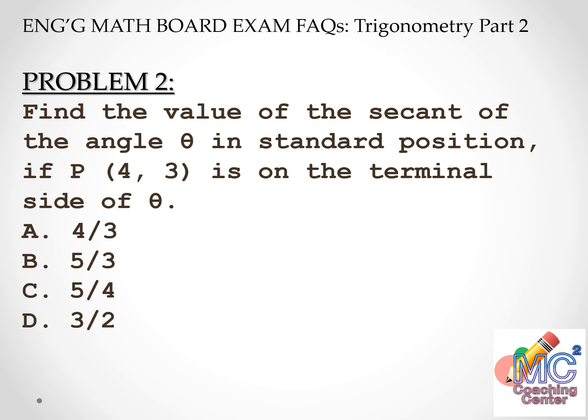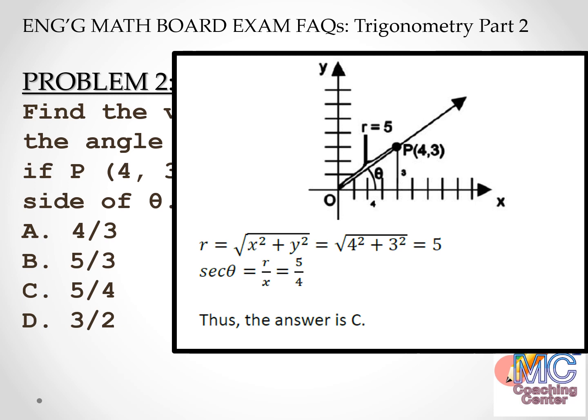Okay. So, ito yung terminal side na sinasabi, ito yung point (4,3), where ang x natin is 4 and yung y natin is 3. Kaya in right triangle, meron tayong length na 4 and length naman na 3. Pag sinabing secant theta class, that is the hypotenuse over the adjacent, because as we all know, secant is reciprocal ng cosine. As we remember, cosine is adjacent over hypotenuse.